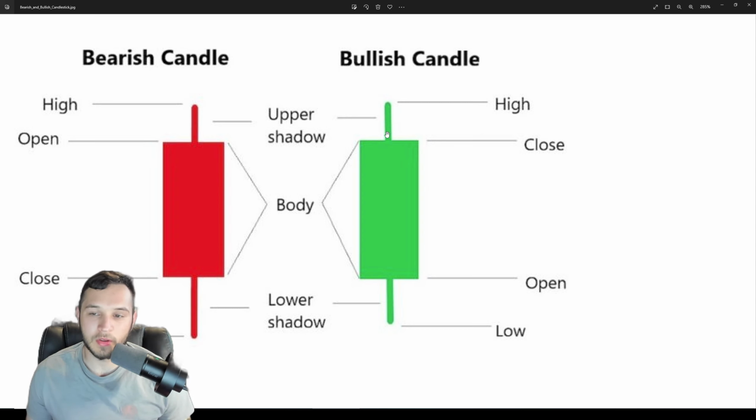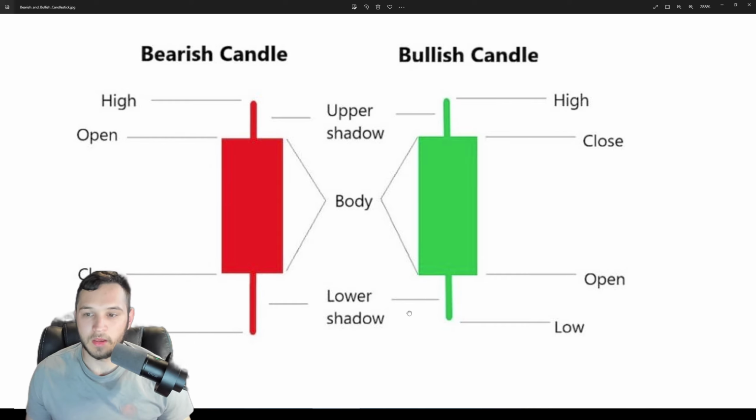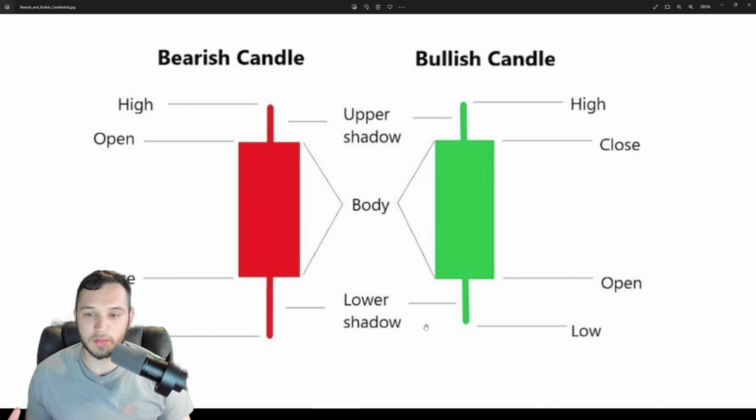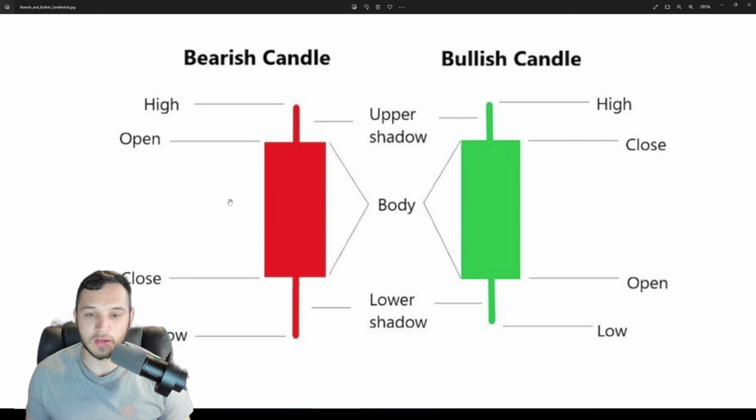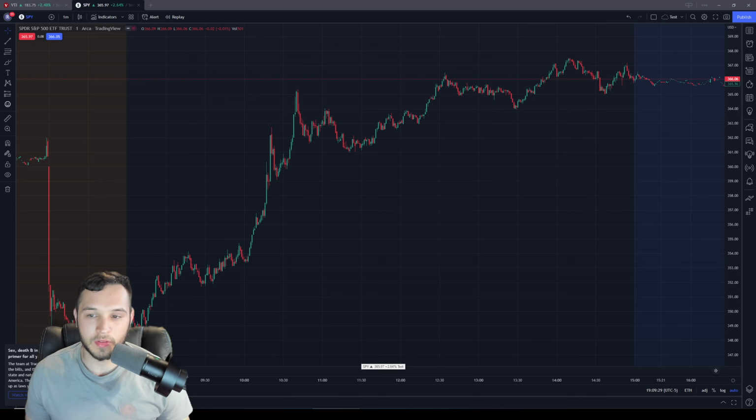Similar concept, you have wicks higher and lower than the body. Seeing this alone isn't the most helpful. It's just important to know that the rectangle is the body, and the wicks are the range of a given price in that time frame. So what does that mean?